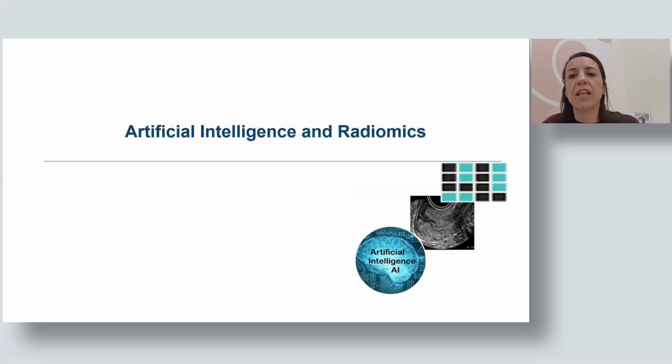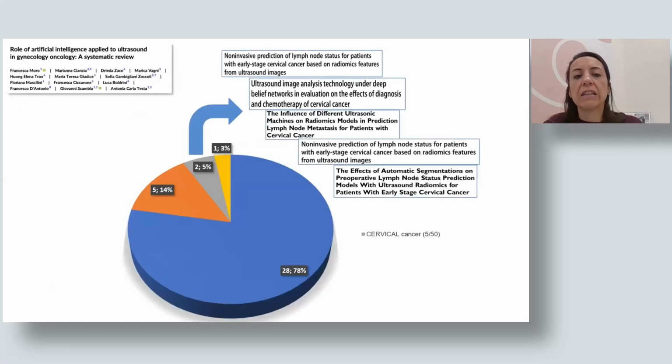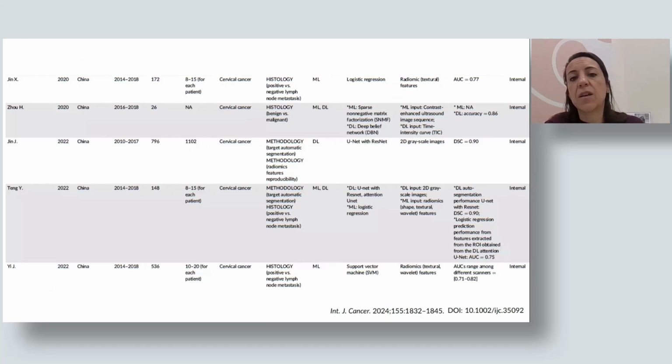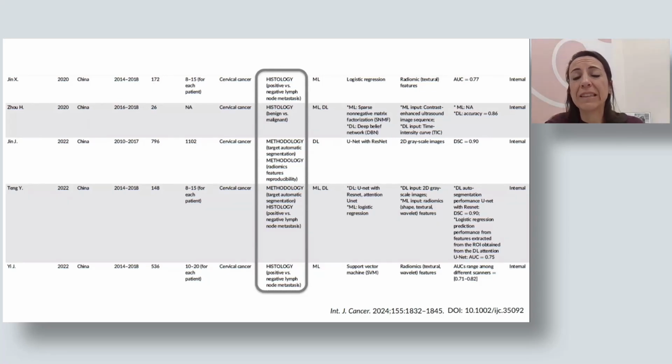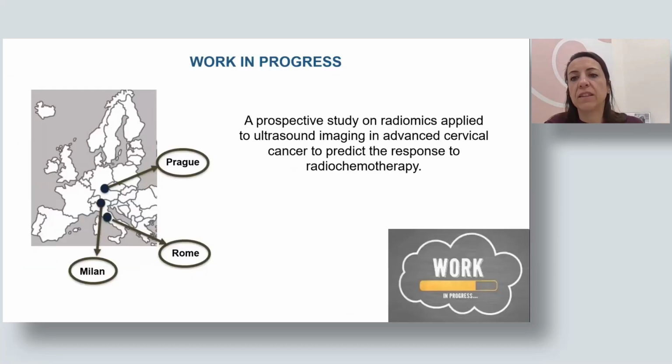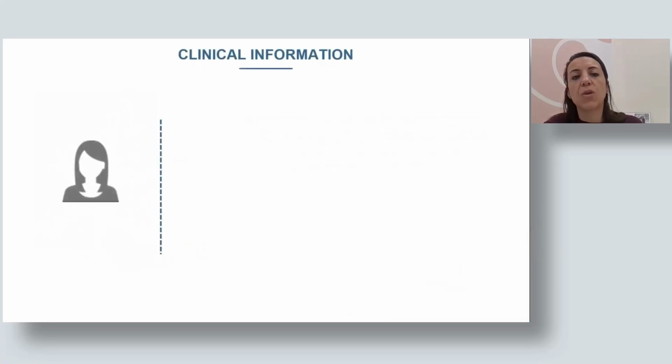Finally, artificial intelligence and radiomics. In the last few years, some authors explored the role of artificial intelligence in cervical cancer, and in particular, they tried to explore its role in the detection of lymph node metastases. But at the moment, the results are not clear. We are also exploring radiomics applied to ultrasound imaging in advanced cervical cancer patients in order to predict the response to radiochemotherapy.